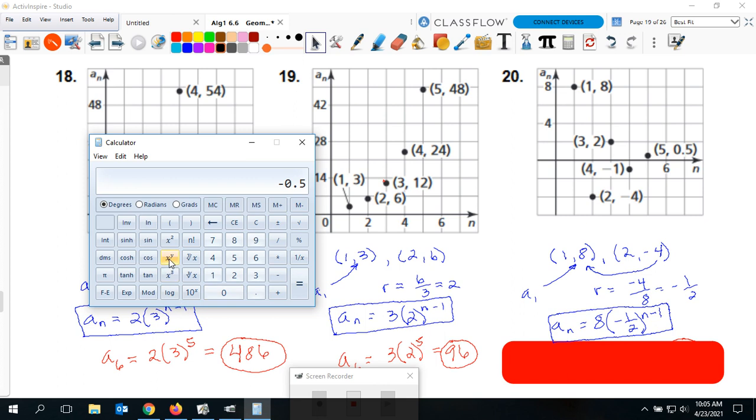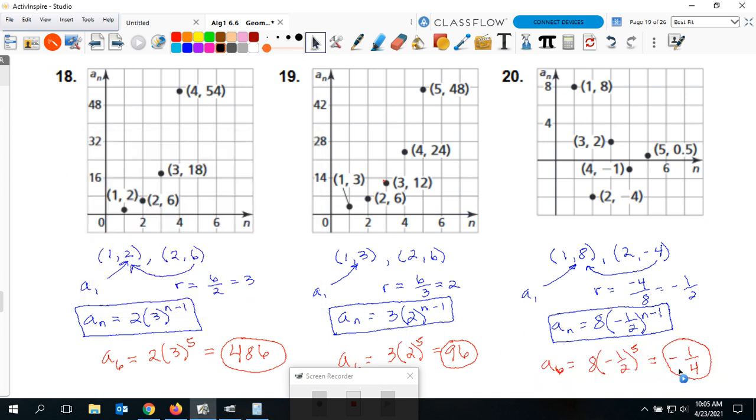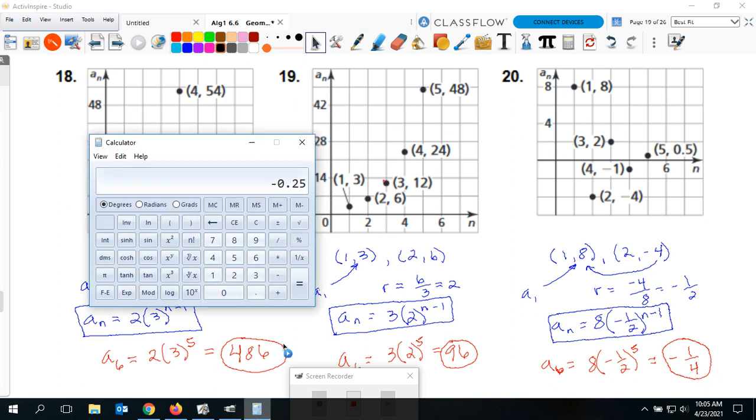and then I could raise it up to the 5th power. To the 5th power, and it equals that number, and then times it by 8. So times 8, and it equals -0.25. That would be my number. So that's our number for this one, -0.25, or I wrote it as a fraction. 0.25 is 1/4, so it's the same thing, -1/4 or -0.25, as you see on the calculator here. So that's our answer for the sixth term.